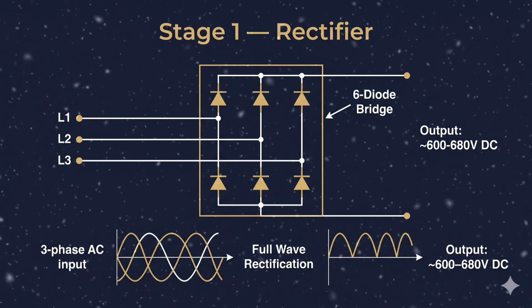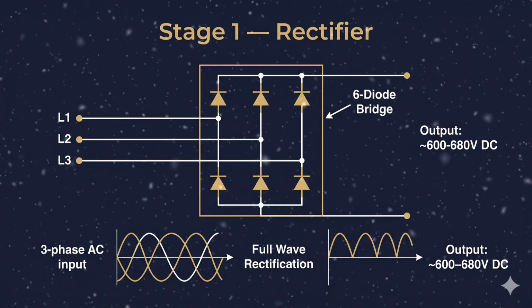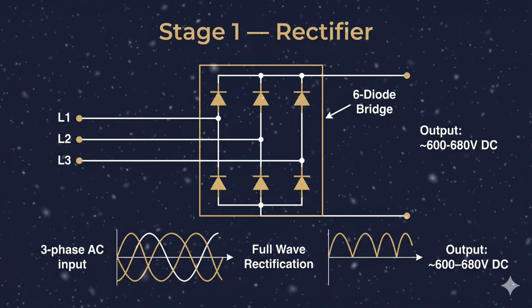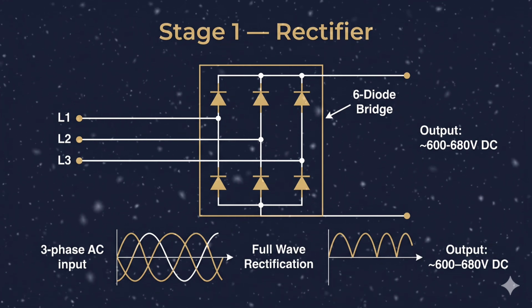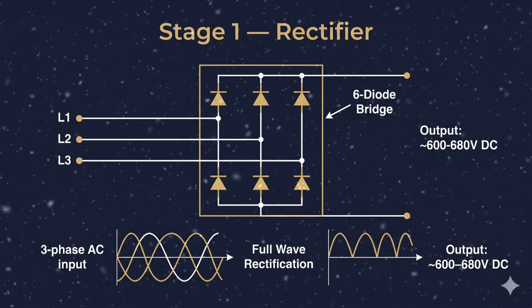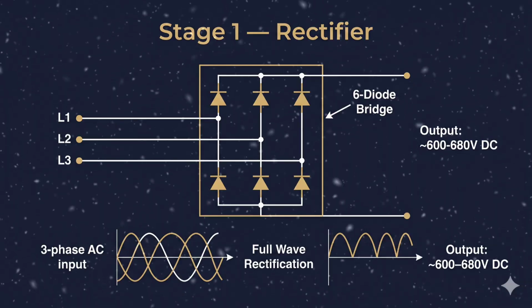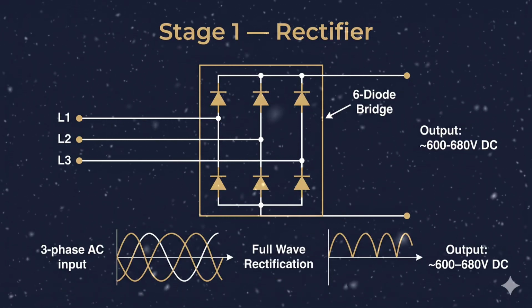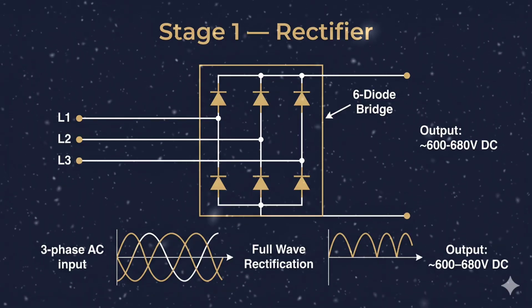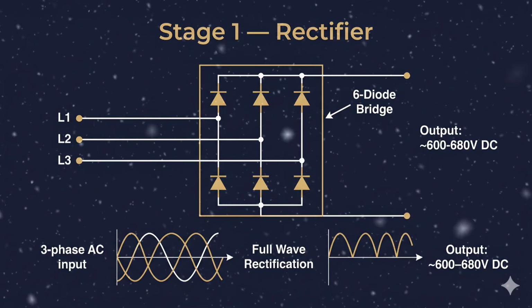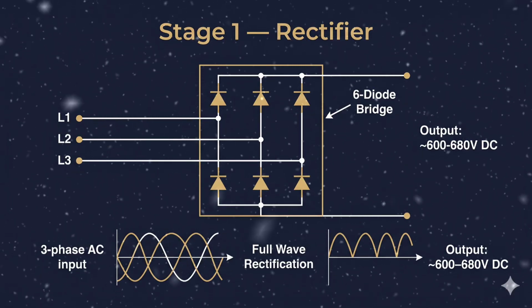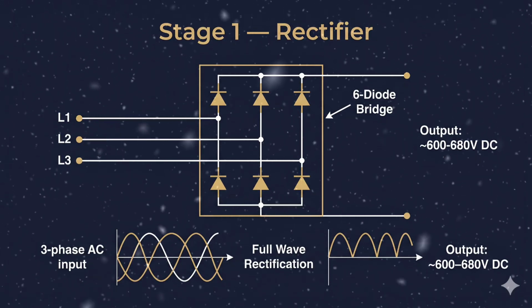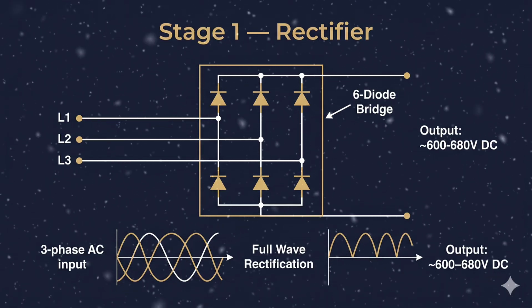Now, look at the waveforms at the bottom of the screen. On the left, 3-phase AC input. 3 overlapping sine waves 120 degrees apart. After passing through the 6-diode bridge, full-wave rectification happens, and the output becomes pulsating DC, shown on the right side. The output voltage on a 415-volt system is approximately 600 to 680 volts DC.